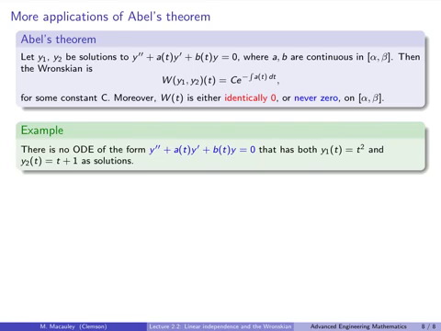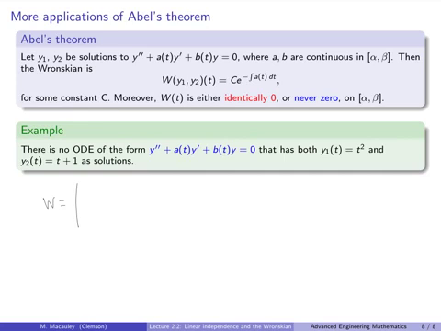Here's our last example of a result that we can derive from Abel's theorem. I claim that there is no ordinary differential equation of the following form, in other words, second order linear and homogeneous, that has both t squared and t plus 1 as solutions. It's not at all clear why this should be the case. It seems like, given two solutions, maybe we could cook up such an ODE, but I claim that it's impossible. And here's why. Let's compute the Wronskian first.